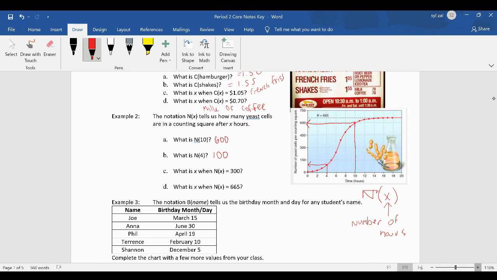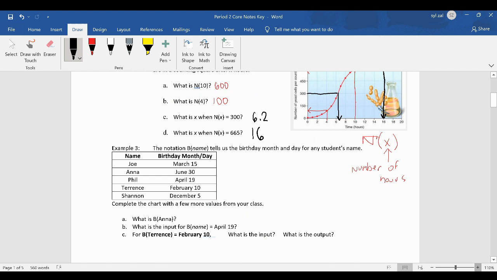Now, our next part says, what is x when n of x is 300? Here we're actually given a y value and asked to find the x value. So I'm going to go to 300 and go down. I would say that's about 6.2. So it's going to be 300 cells in 6.2 hours. And then 665. Well, here it looks like it's about here. We're just going to estimate. If you got a slightly different answer, that's okay. If you got 15, I'd probably accept it. If you got 17, anywhere between 15 and 17, I would say the exact answer is about 16 hours.